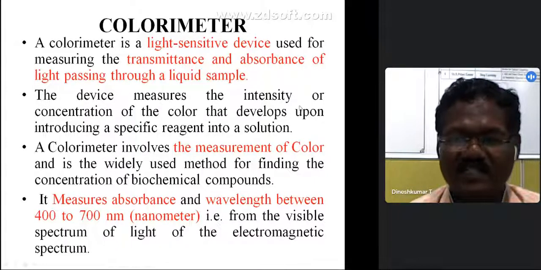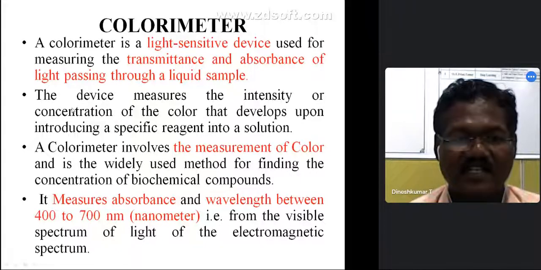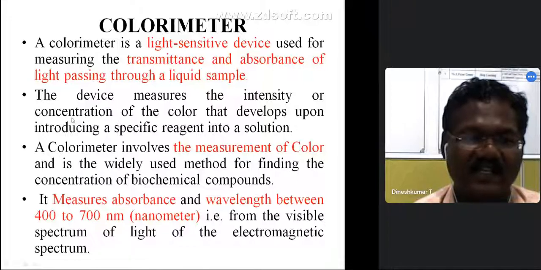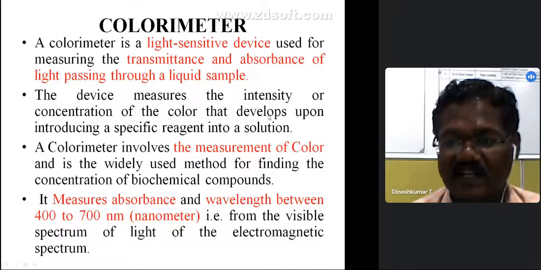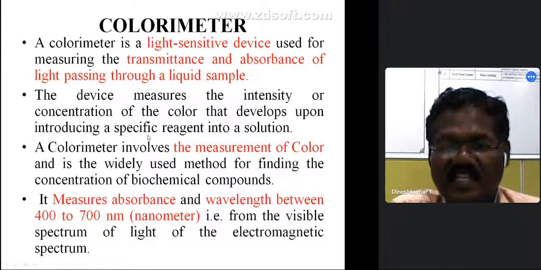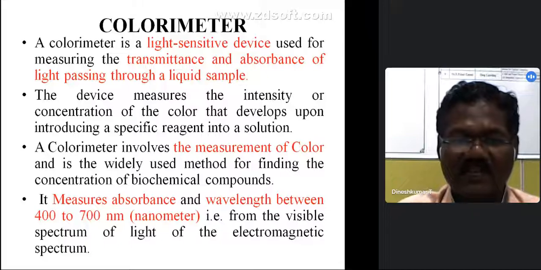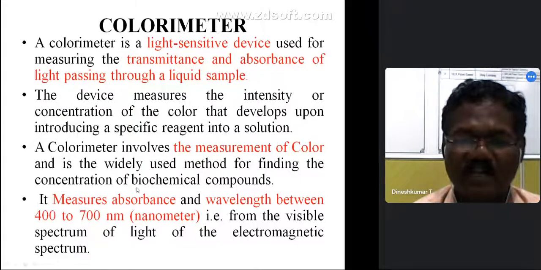The device measures the intensity or concentration of the color. Concentration means how much, suppose light color, dull color, or over-concentrated color. Like this, we measure the concentration or intensity of the color that develops upon introducing a specific reagent into a solution. Okay, a calorimeter involves the measurement of color, and is a widely used method for finding the concentration of biochemical compounds.